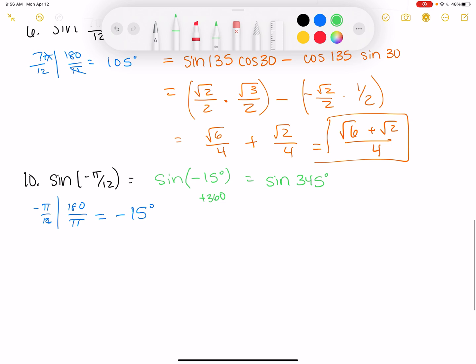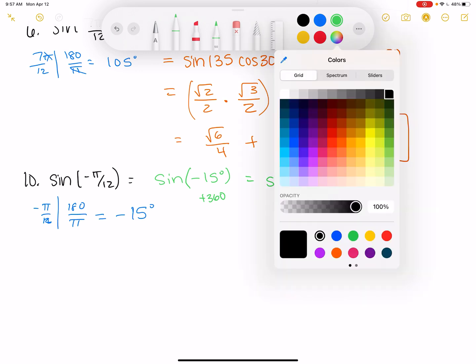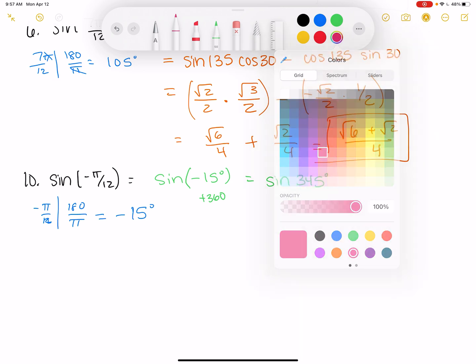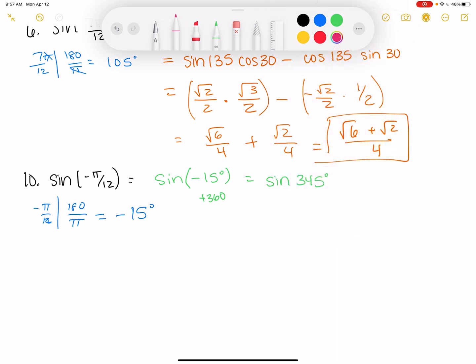So what values do I know that can give me 345? 360 minus 15. 300 plus 45. Yep, 300 plus 45. So we've got the sine of 300 plus 45.